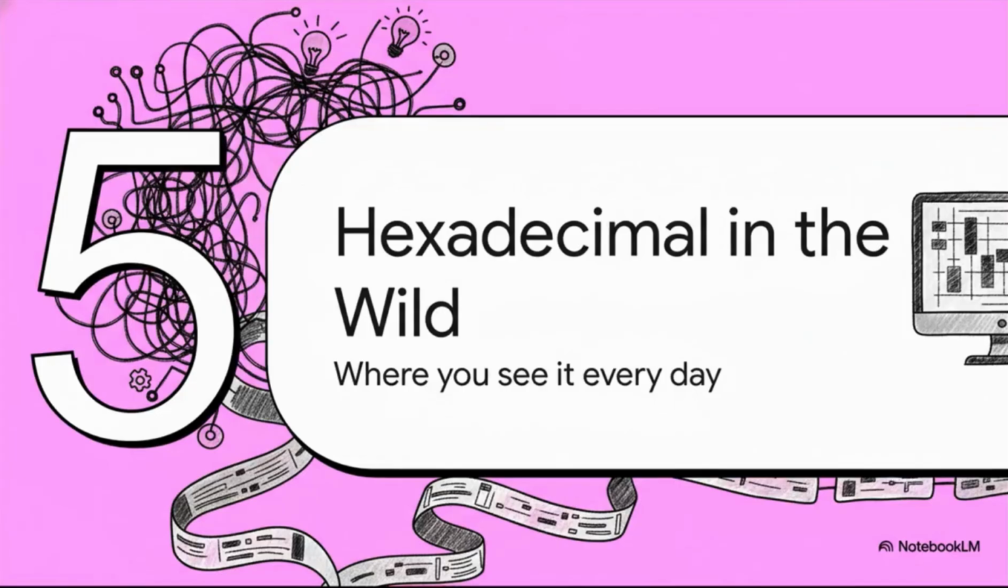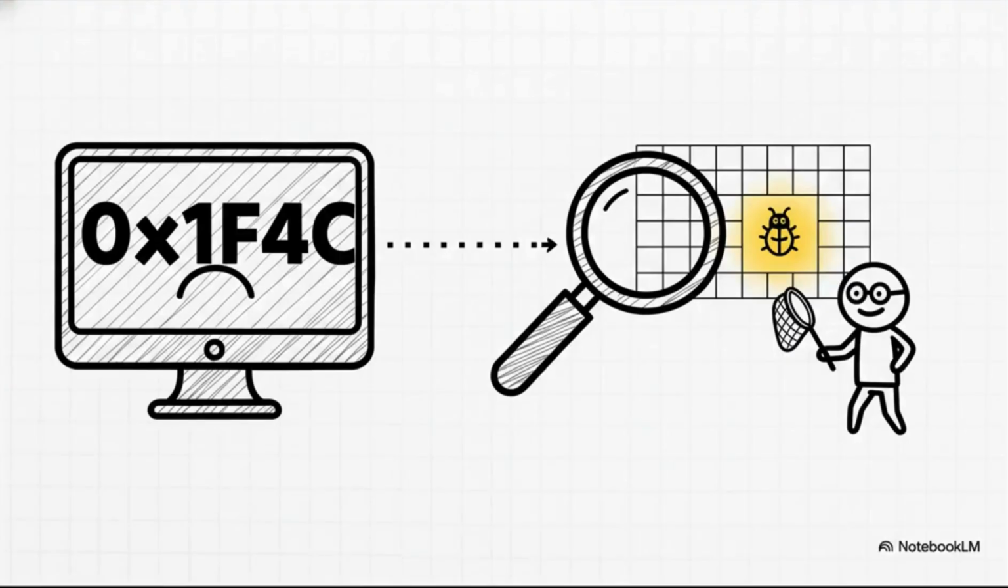So where do we actually run into this stuff? Well, the truth is, you've probably seen it a dozen times today and never even realized what you were looking at. Let's go find some examples out in the wild. First up, error codes. You know when your computer crashes or a program freaks out and it shows you this code that's just a jumble of letters and numbers? That's hexadecimal. And it's not random. It's a memory address, pointing to the exact location in the computer's memory where the problem happened. It helps programmers hunt down and fix bugs.